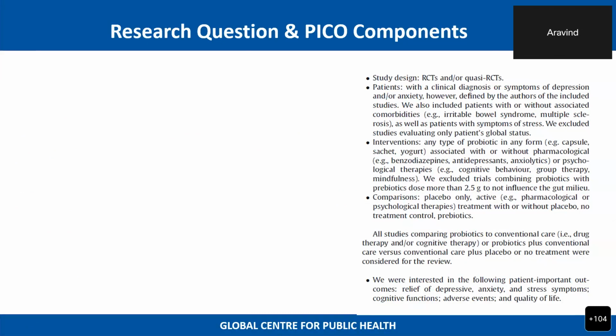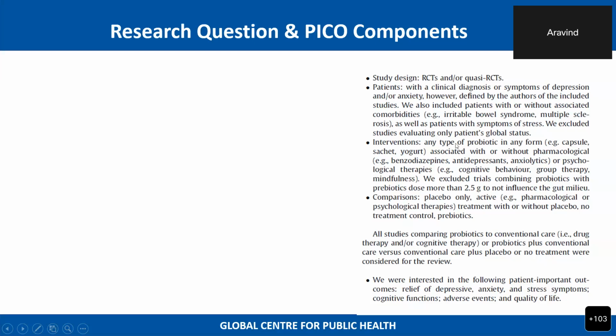If you remember, I shared one screenshot of the article which was published, a systematic review and meta-analysis on the effect of probiotics on depression and anxiety. So this is the article. This is the methodology section of that article where they have clearly explained it in PICO format. Can you appreciate? So they have included all the inclusion and exclusion criteria description under patients, then intervention, which is I. What is the intervention?